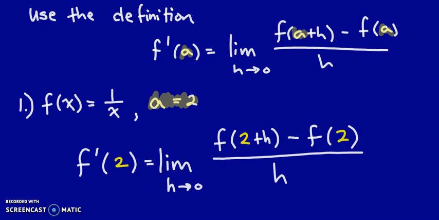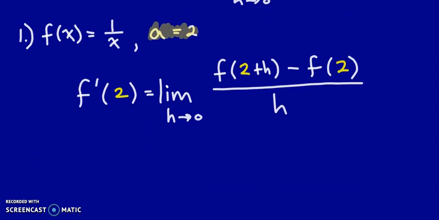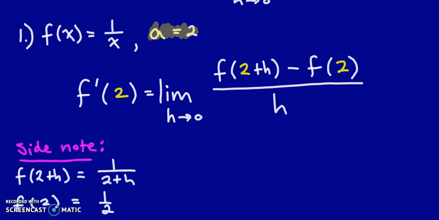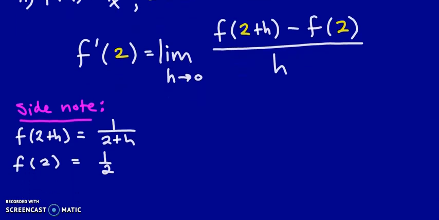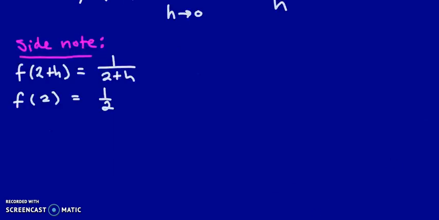So this is where we'll be doing the side note. If we directly substitute 2 plus h for every x value in my function, 1 over x becomes 1 over 2 plus h. And if we directly substitute a 2 for every x value in my function, 1 over x becomes 1 over 2. So we can now go ahead and replace f of 2 plus h with 1 over 2 plus h and f of 2 with a 1/2.